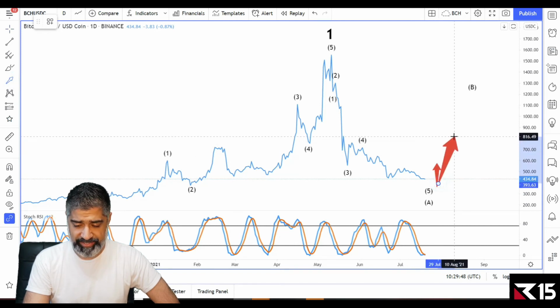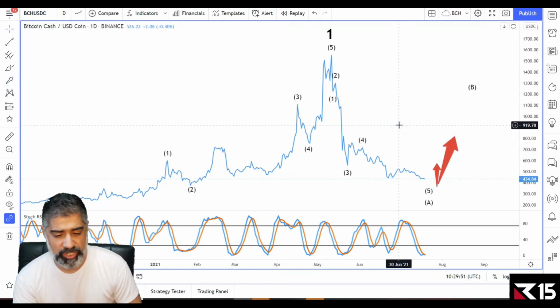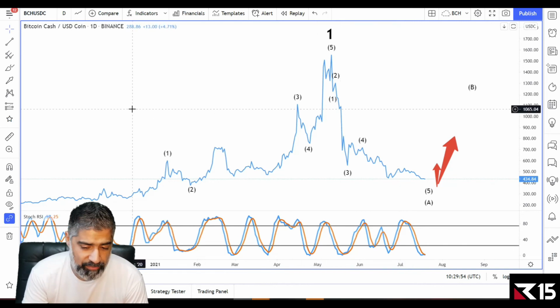Initial movement, something like this. That will give us confidence. But we can also do some Fibonacci price projections for the end of wave 5.